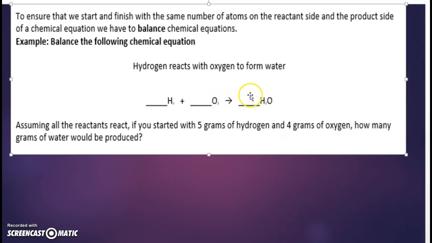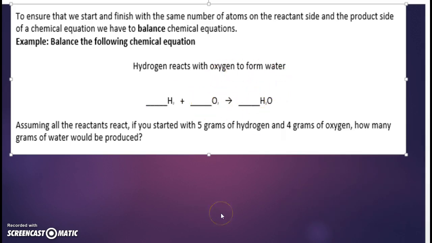But now we have 4 hydrogens over here and only 2 here. That means we're going to need to put a 2 here so that those balance out. So all in all, we're going to have a 2 here, so 2 H2 plus 1 O2 yields 2 H2O. You can double check your atom count on both sides. Now we're going to have 4 hydrogens here, 4 here, 2 oxygens here, 2 here. So those will check out.